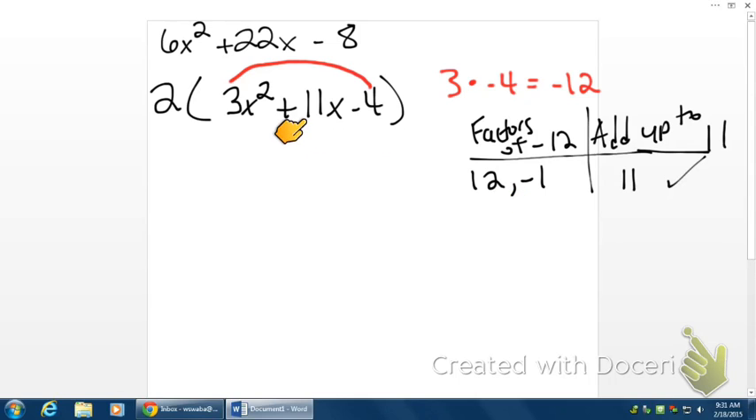Now remember, why do we do all this to the side? Well, to split that middle number up. So everything else is going to stay the same. But now, instead of 11x, we're going to write down a 12x and a negative 1x. Then you drop down that negative 4. So remember, this 11x kind of branched off into a 12x and a negative 1x. Everything else stayed the same.